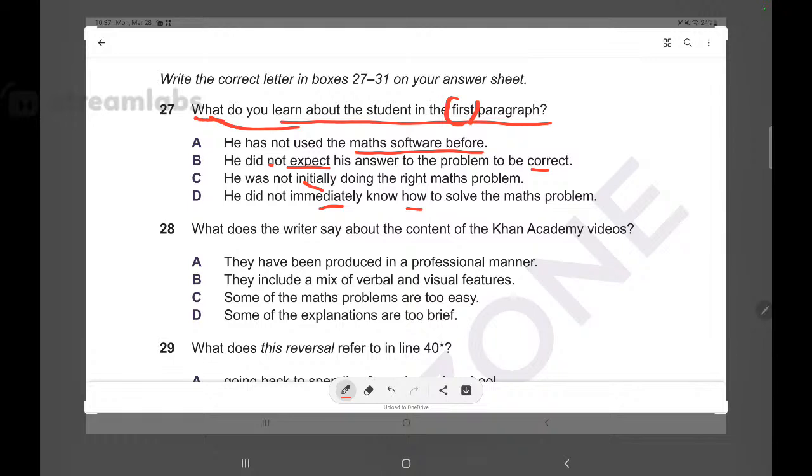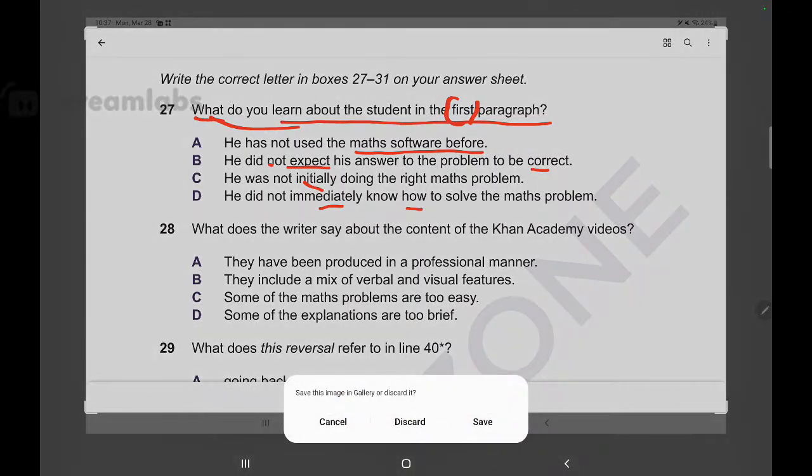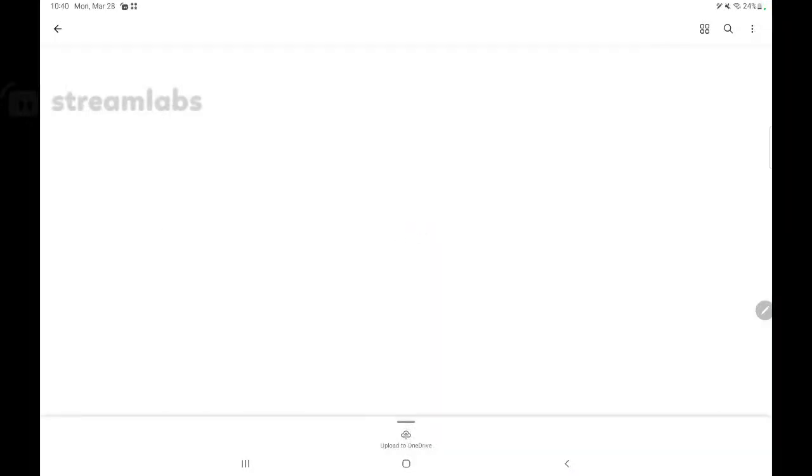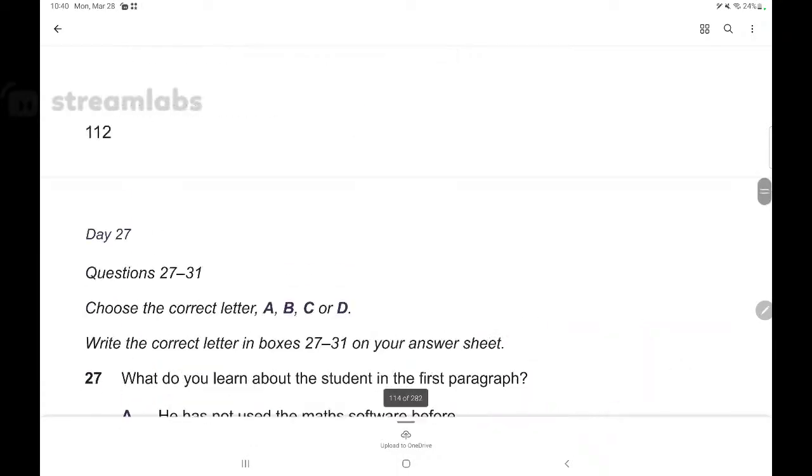So why did I spend 1 minute here? Of course, explaining takes much longer. But in the real exam, if you do what I did right now quickly, you will have a better chance to check between what's given in the text. Okay, let's go to the text.